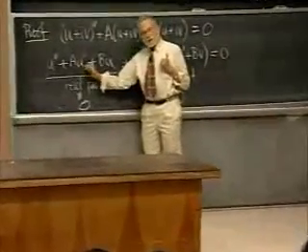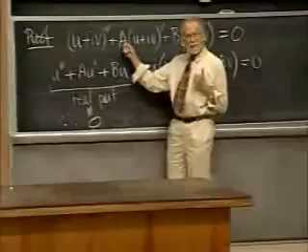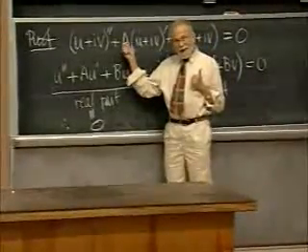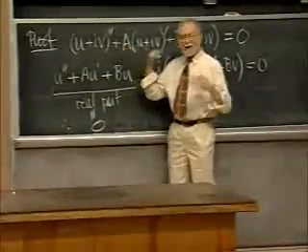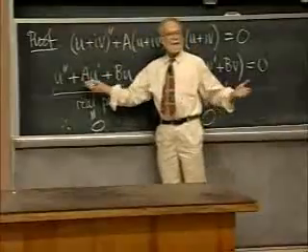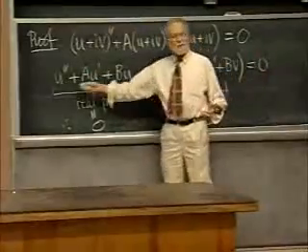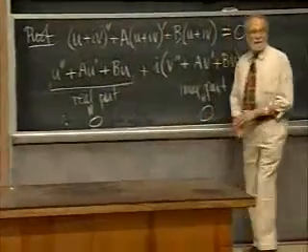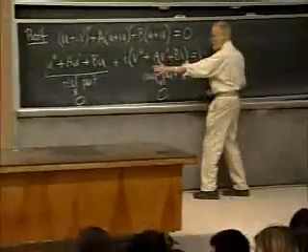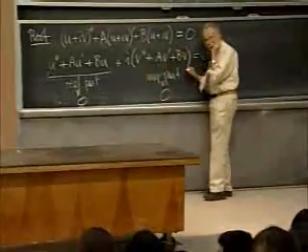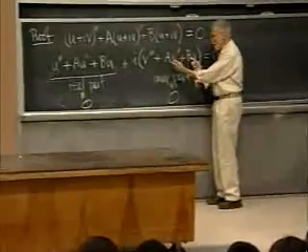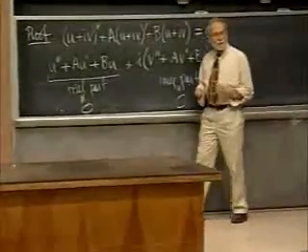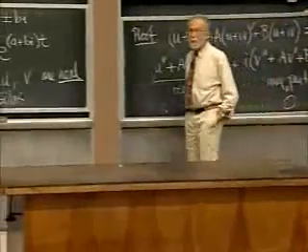In knowing that this is the real part, I had to know that a was a real number. If a were something like 1 plus i, I'd be screwed, because then I couldn't say this was the real part anymore. So saying that's the real part and this is the imaginary part, I was using the fact that these two constants were real constants. Very important.